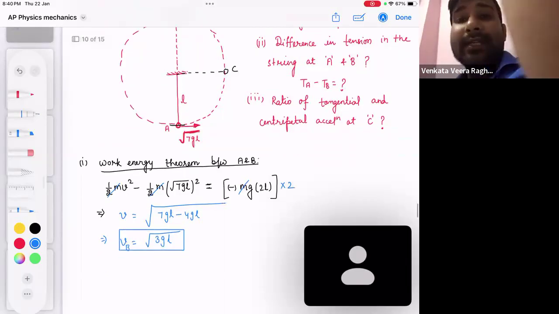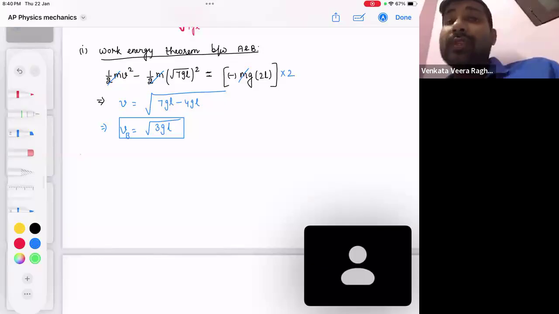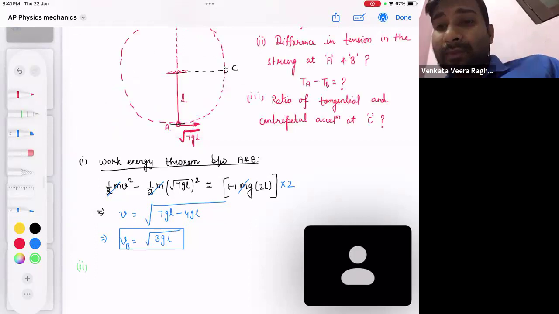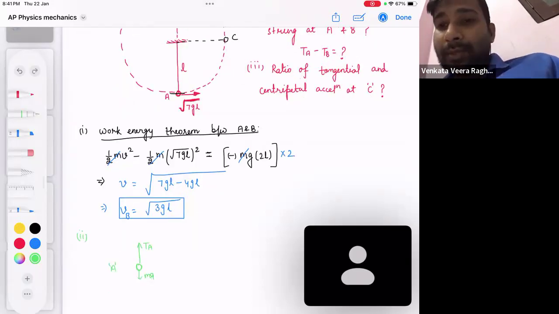Now, they are asking what is the tension at A and tension at B. At the moment the question asks about tension, we need to go for Newton's law, because Newton's law tells us how to calculate the forces, isn't it? So at A, can you tell me what the free body diagram is? Can I say at A, tension will be acting upward and mg will be acting downward? This is the tension direction, this is the mg direction.